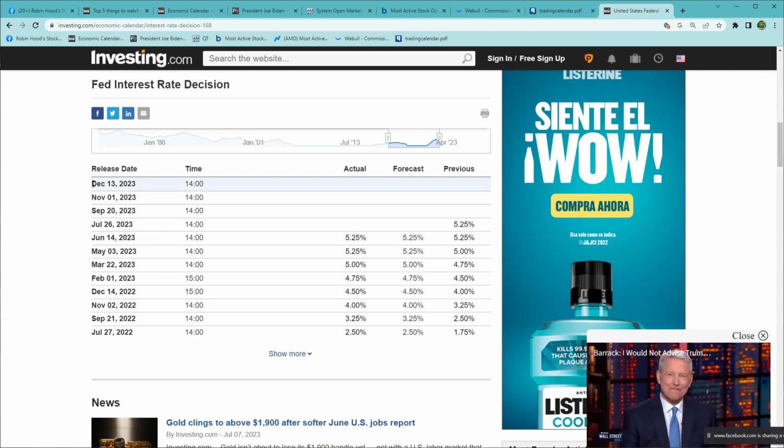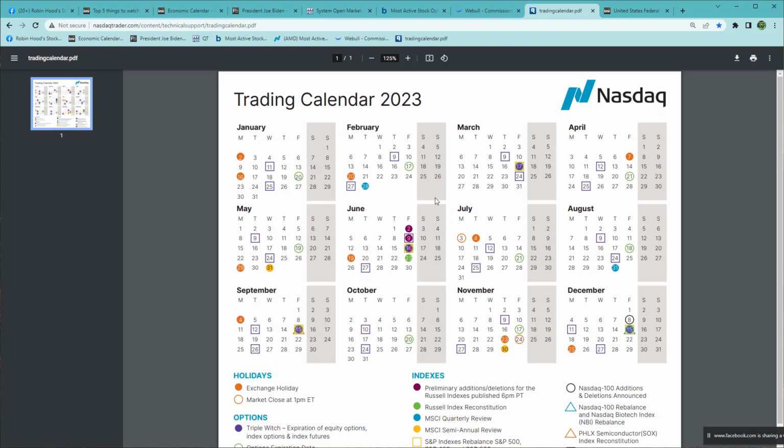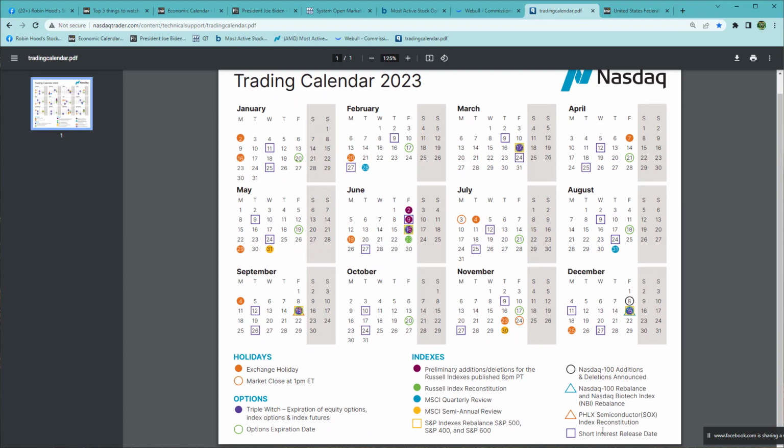Sometimes we can extend it out a little bit, for the rest of the year. And it's always a good idea to always look at our stock market calendar. That way we're always aware of what's going to happen before it happens. So going into this week, not much other than the short interest release date for Wednesday the 12th. But the rest of the month looks pretty good.